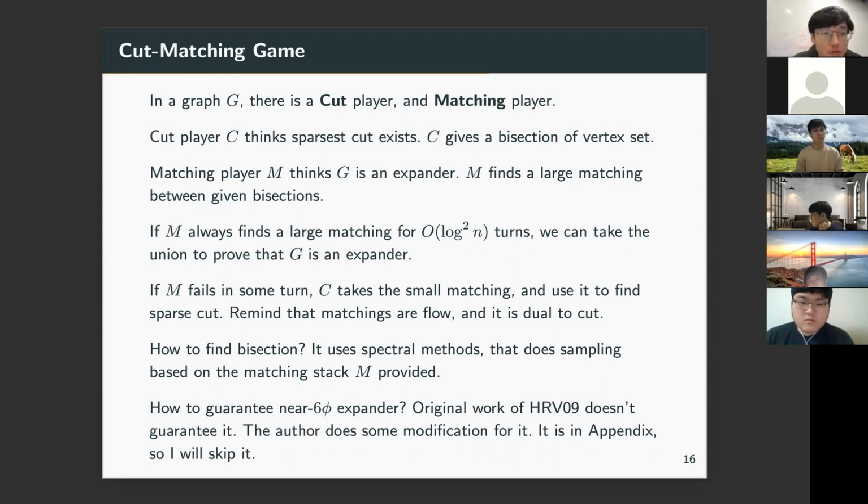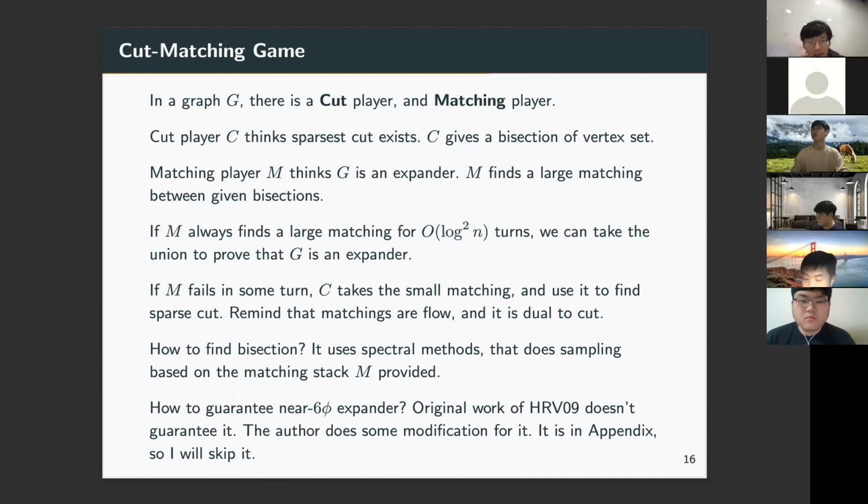So how do we find that magic bisection? If everything is to work, there should be a magic bisection where the failure of the matching player proves that the sparse cut exists, and vice versa, the success of the matching player shows some expander subgraph. So how to find the bisection? It uses a spectral method that does a kind of sampling, which is adversarial to the matching stack that M has currently provided.